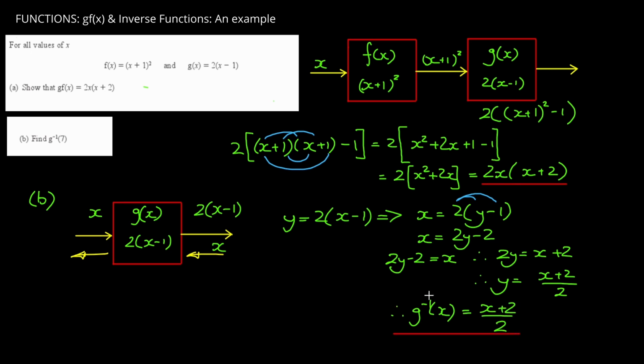So all that remains for us to do is to put the value of 7 they've suggested as the x value into here and work out the answer. So I can say that g to the minus 1 of 7 is equal to 7 plus 2 over 2, which is equal to 9 over 2. And that is your answer.